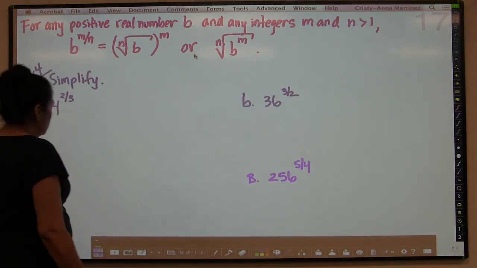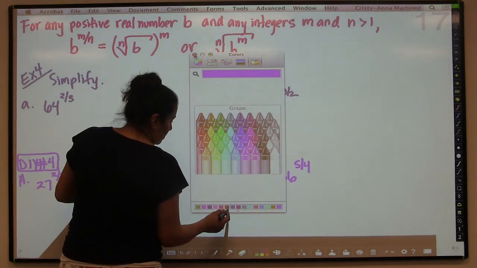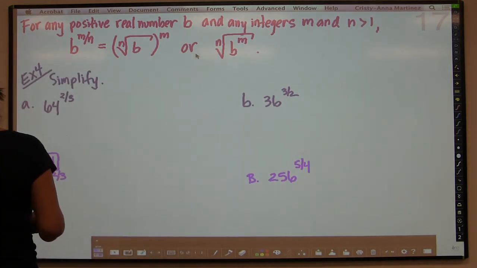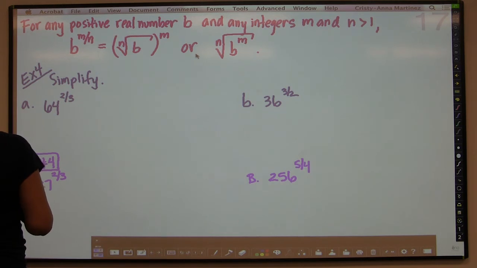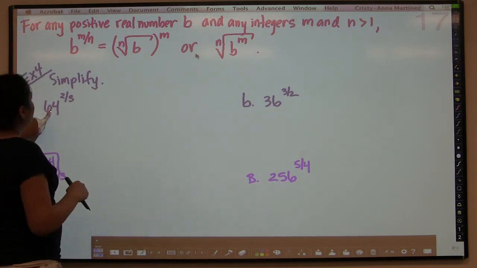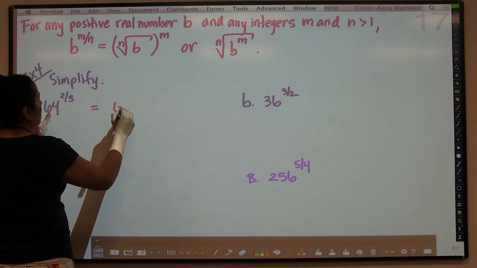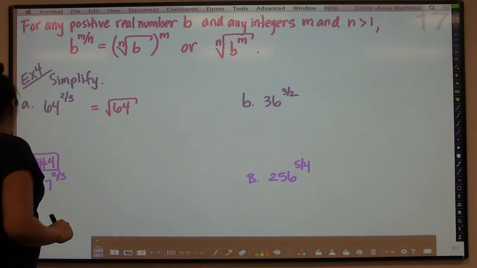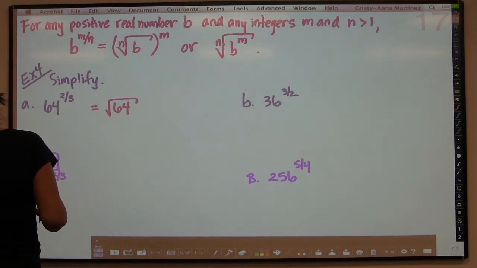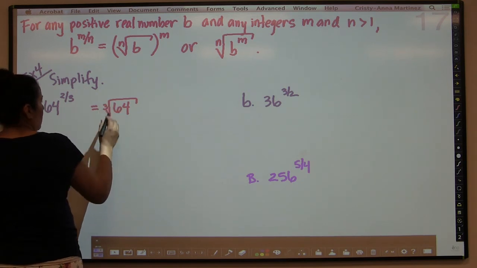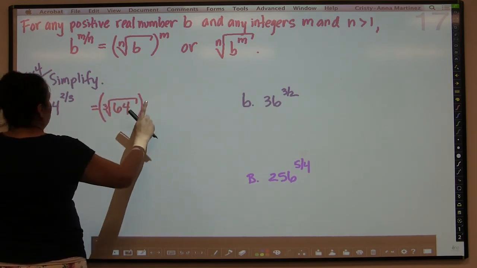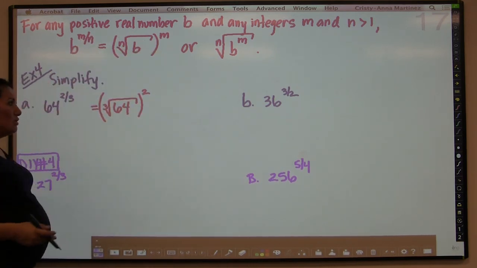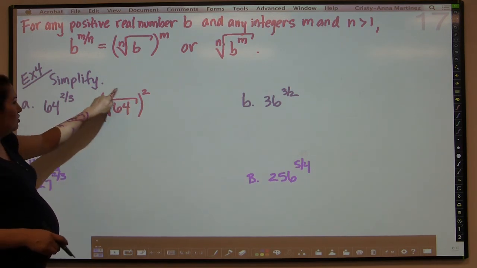So in example 4, we have to simplify 64 to the 2/3 power. So we can rewrite this as, so in this case, b would be 64. And since the bottom number is a 3, that means that we want the cubed root of 64. And then according to this notation, I can put the top number, the 2, on the outside. If I do that, now I can probably deal with the inside portion of this first.